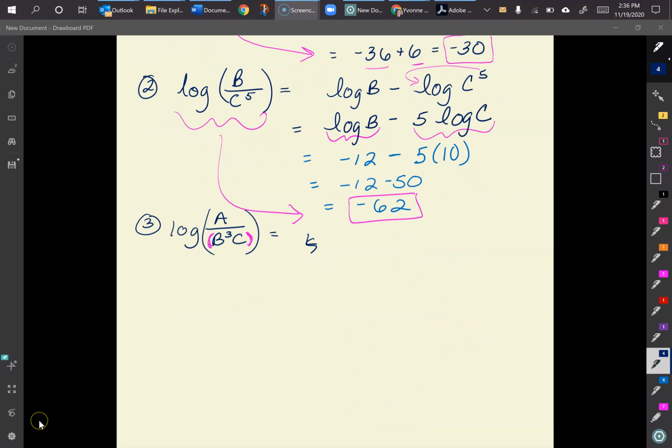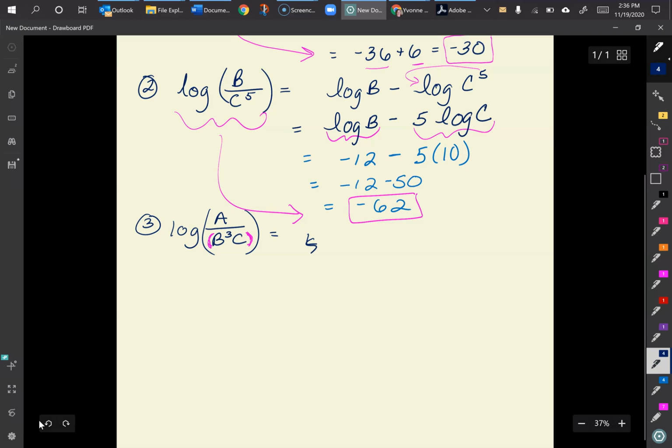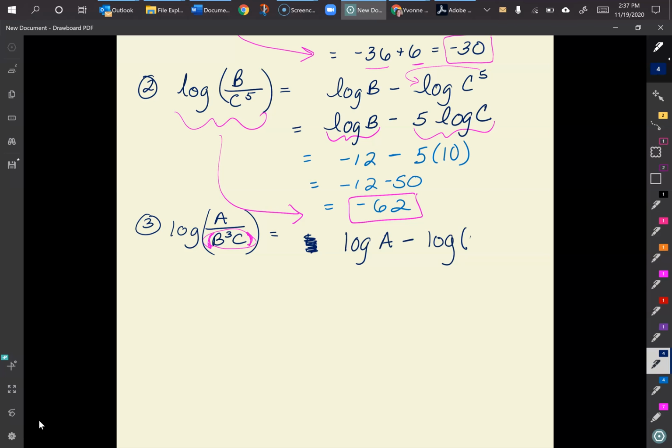Okay, so we have number 3 now, log of a over b cubed c. So we just need to be a little bit careful. And we're going to write log a minus, and then we need to think of this as being in grouping symbols here, the b cubed c. So we're going to write log of b cubed c in there together first. Okay, so we'll have that.